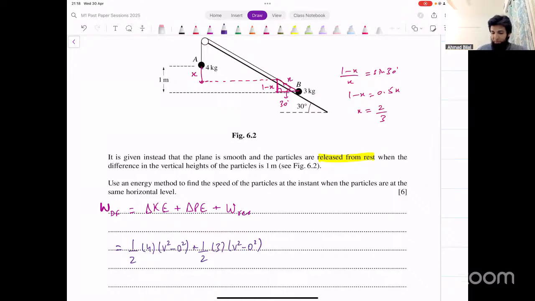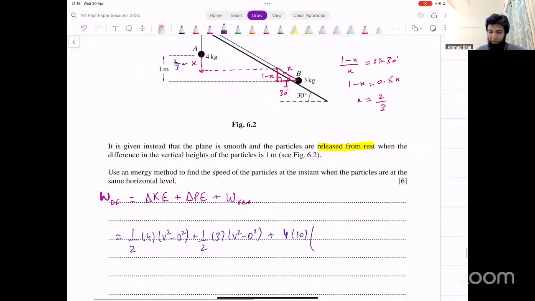What about the change in potential energy now? Change in potential energy for A. Let's think about that. Mass is 4 into 10 into change in height. How much is height changing? X is 2 over 3 and it's decreasing by 2 over 3. So A is going downwards. If A is going downwards, its height is decreasing. The change in height is negative. So we say this is minus 2 over 3. Okay. Plus.